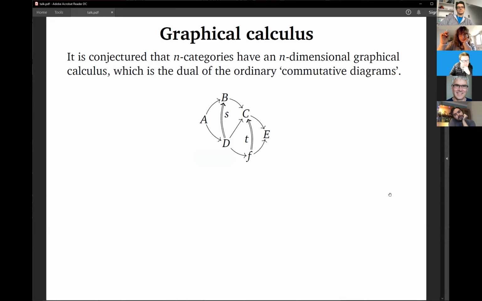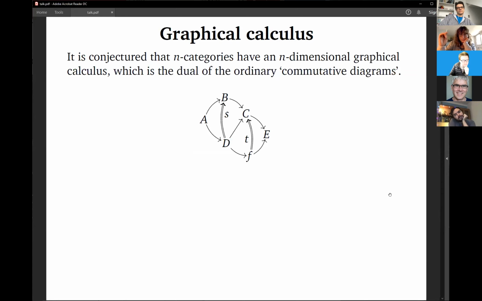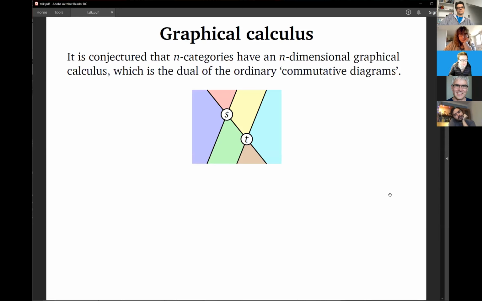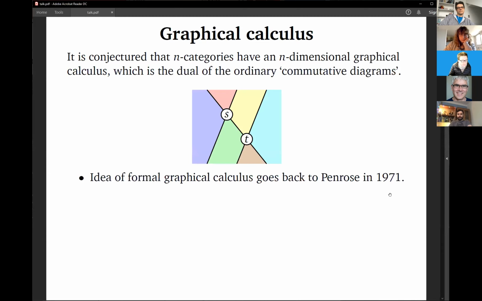In the pasting diagram, the categories A, B, C, D, E, F represent points. In the dual diagram, A, B, C, D, E, F represent regions. In the pasting diagram, S and T fill the entire two-dimensional space. In the dual graphical calculus representation, S and T represent points. So as we translate between these notations, an n-dimensional entity becomes a 2 minus n-dimensional entity in the other representation. So in one sense, these are formally dual to each other.